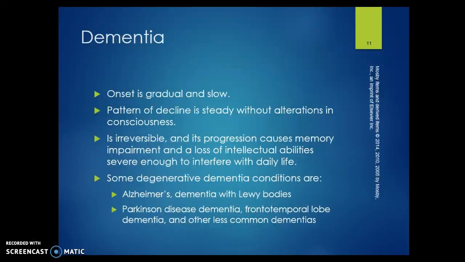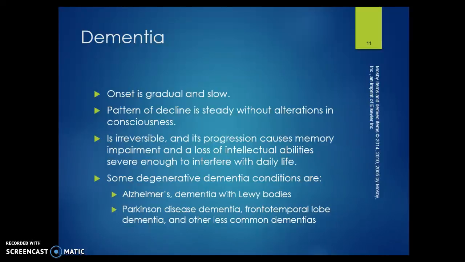So dementia: the onset is gradual and slow. The pattern of decline is steady without alterations in consciousness. So I just said that a second ago. Make sure that you know that there is not an alteration in consciousness with dementia. It is irreversible. So unlike delirium, which can be reversible, dementia cannot be reversed, and its progression causes memory impairment and a loss of intellectual abilities severe enough to interfere with daily life.